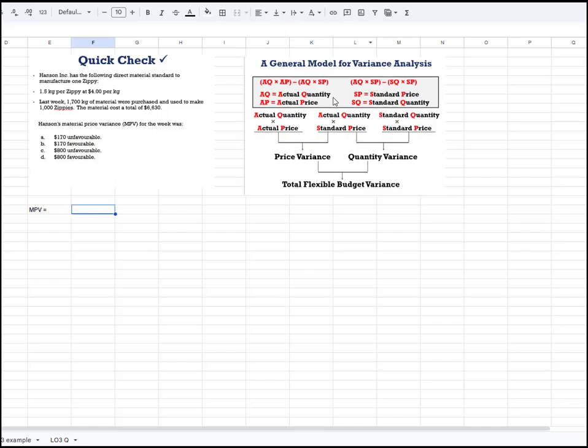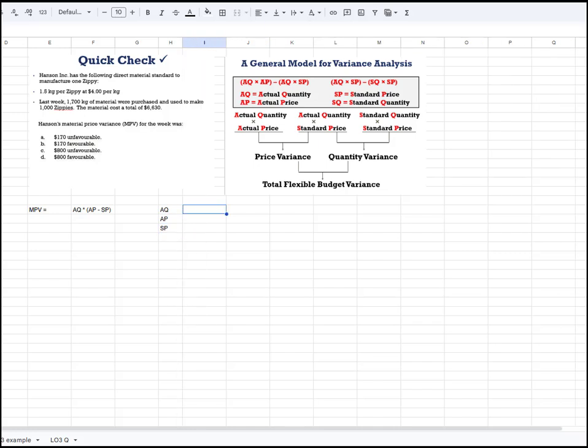All right, so let us look. We're looking at material price variance, and that is going to be equal to AQ times AP less SP. So let us figure out those inputs: AQ equals, AP equals, SP equals. All right, so our actual quantity used is going to be 1,700 kilograms.